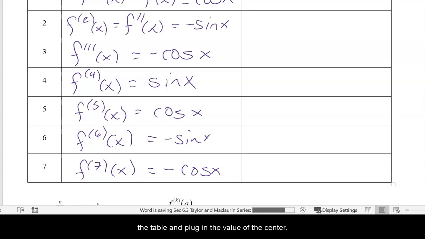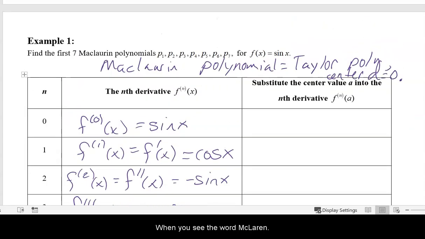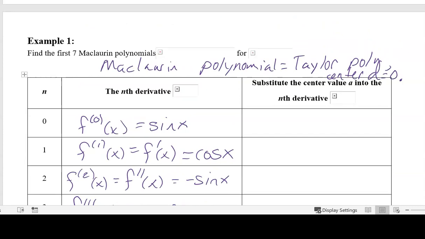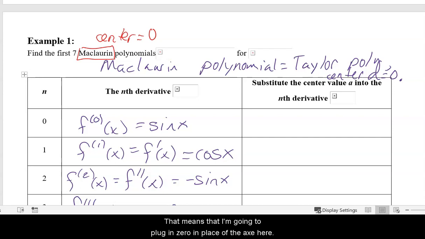Okay, now that I have all of those, I want to go back to the top of the table and plug in the value of the center. When you see the word Maclaurin written, then you know that the center must be 0. That's what a Maclaurin polynomial or a Maclaurin series is. They're simply Taylor series where the center is 0. That means that I'm going to plug in 0 in place of the x here.